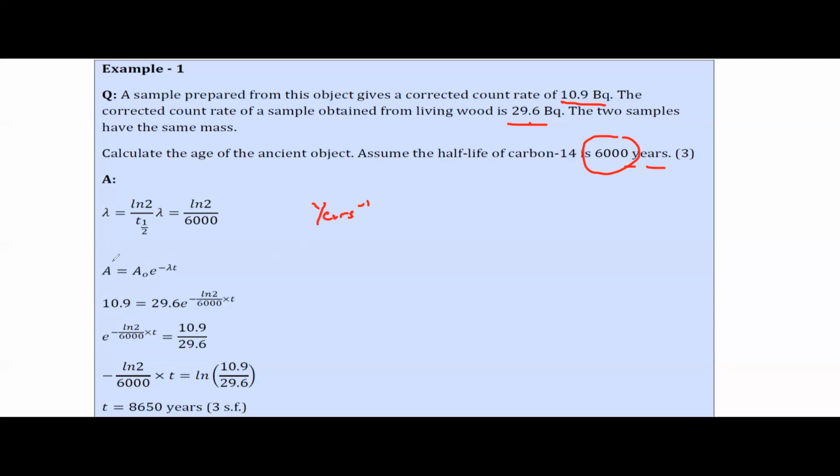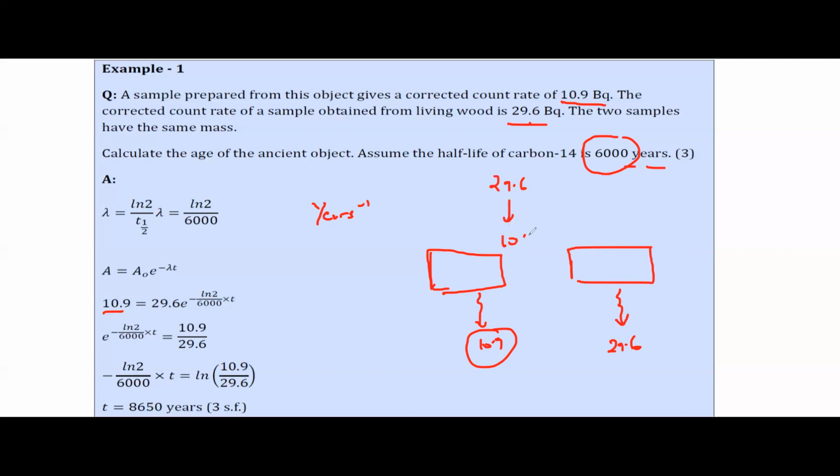So we work out lambda, and we have the formula A equals A naught e raised to power minus lambda t. Because we have two identical samples, one has an activity of 10.9 and the living sample has an activity of 29.6. We consider that when this plant was alive, it had the same activity as 29.6. So originally it had 29.6, which is the comparative activity, but now it is 10.9. So basically 29.6 has changed to 10.9. We will find how much time that takes, and that time is the age of this sample.